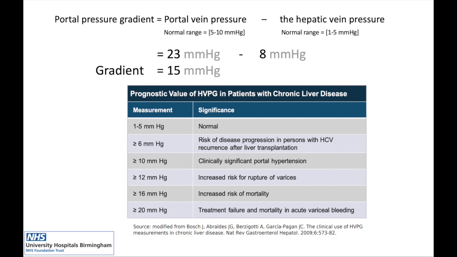Gradients above 10 suggest clinically significant portal hypertension, and above 12 are more likely to cause rupture of varices. Above 16 have an increased mortality risk in general, and above 20 have a high mortality rate, usually secondary to failure of successful treatment of varices during acute bleeding. So in this case, with a pressure gradient of 15, the risk of post-operative decompensation and mortality is high, and alternative treatment means like transarterial chemoembolization was considered as more appropriate.